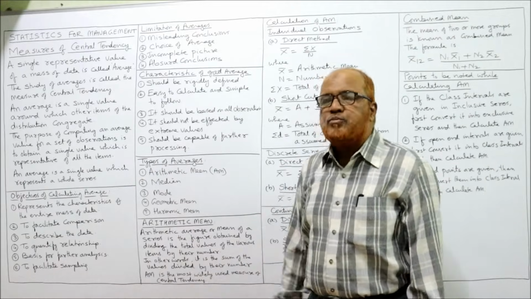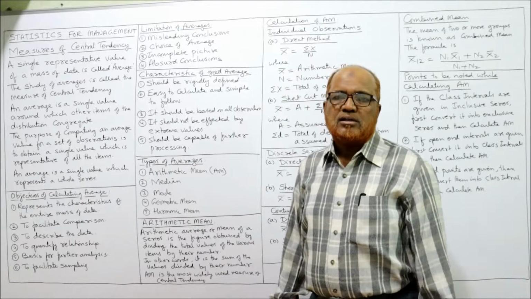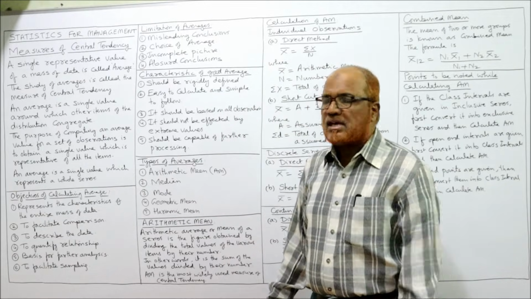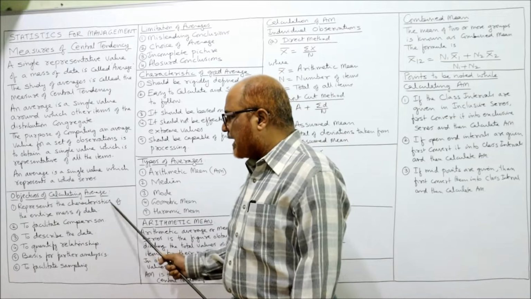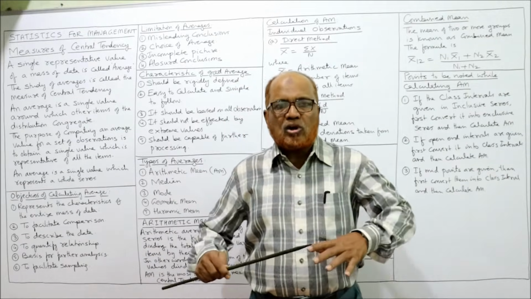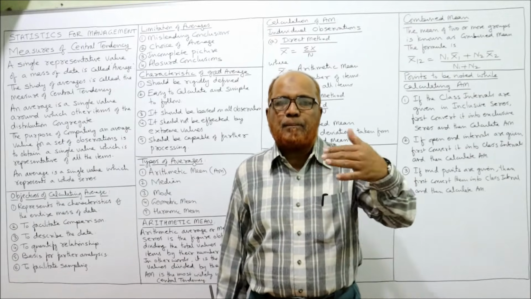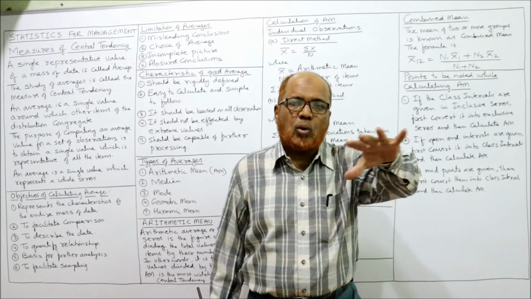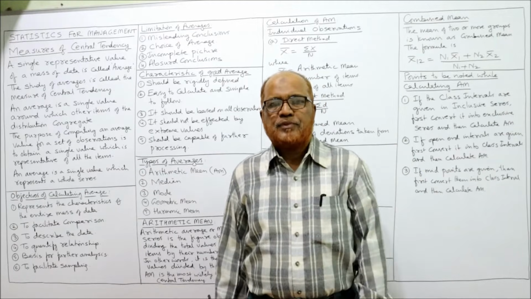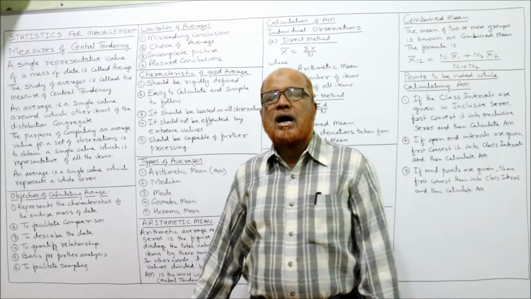That's it. Now objective of calculating average, why we calculate average? Some few examples I have given here. Represents the characteristic of the entire mass of data. Because we cannot study all the items, we need only a single item which is representing the whole item. So that's why we need averages. Second, to facilitate comparison.